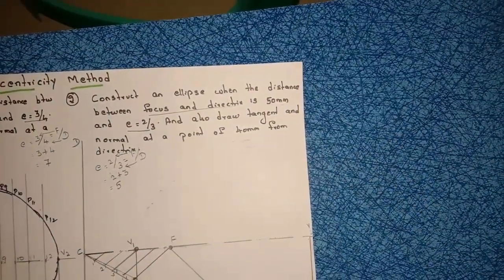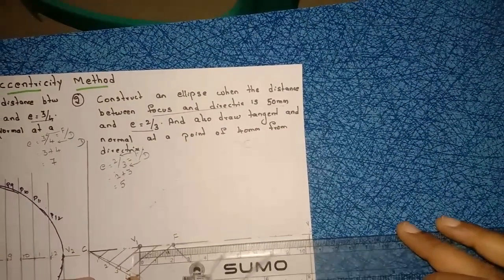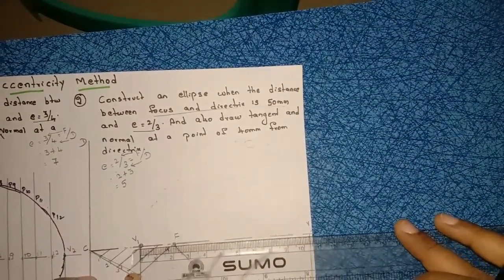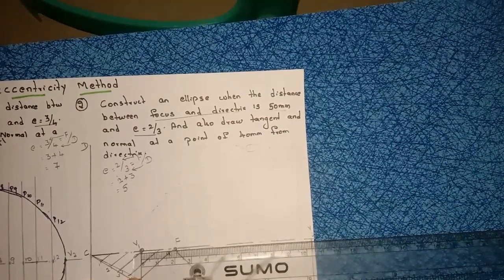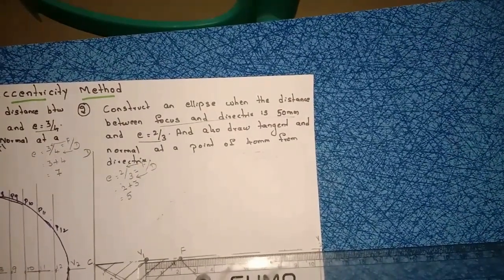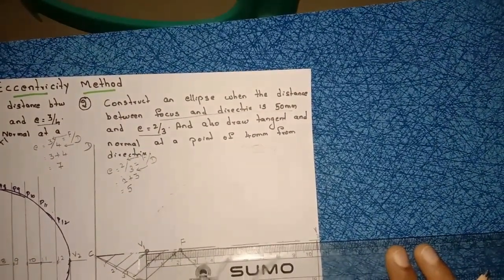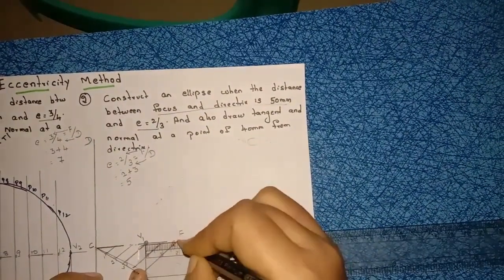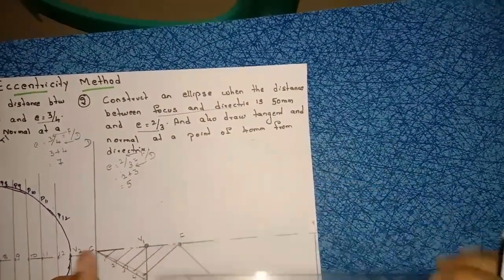After that what we have to do, you have to measure the distance from V1 to V2, right? So again I got here 10.5, right? Again I will divide it into 12 equal parts, right? So simply I will make points like this, right?